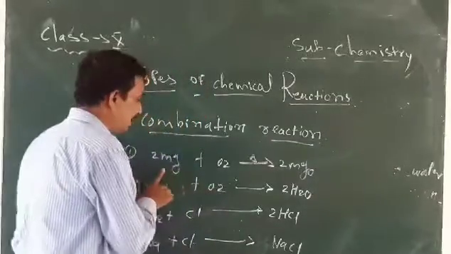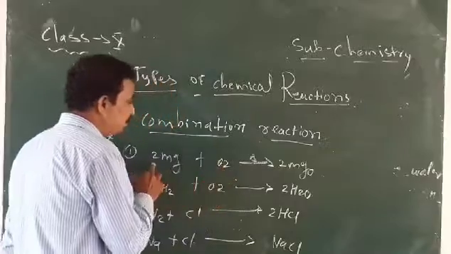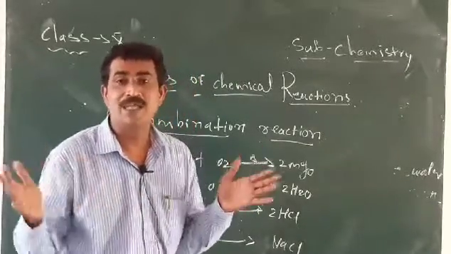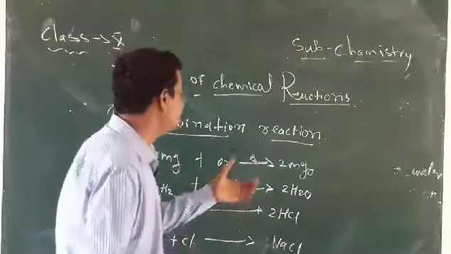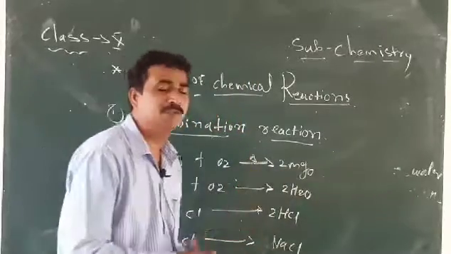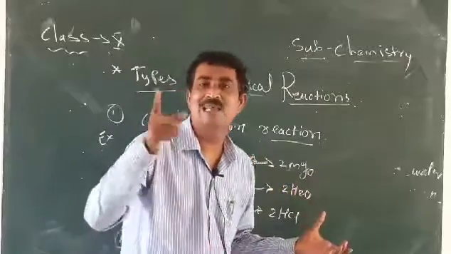2Mg plus O2: the magnesium and oxygen, two elements, both react afterwards, producing magnesium oxide, 2MgO. This means two reactants are producing a single product.